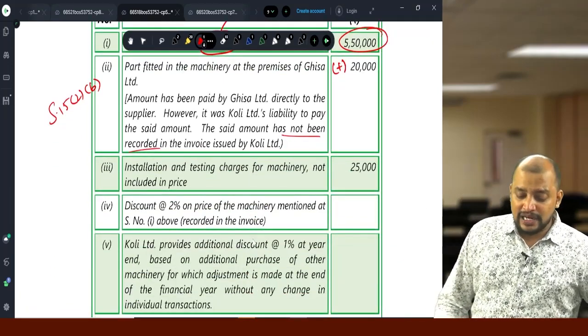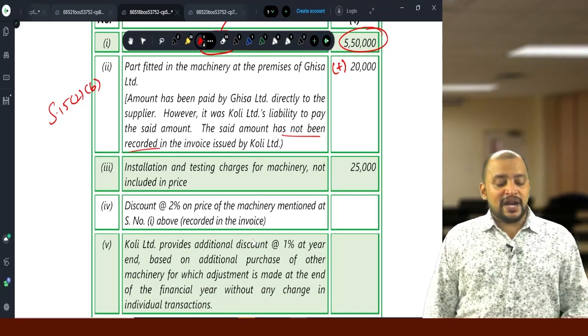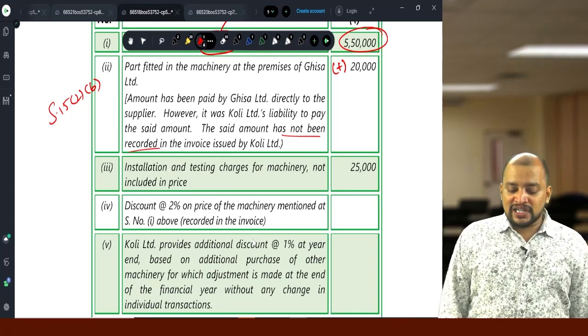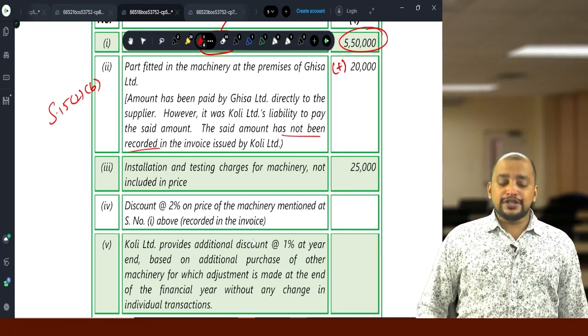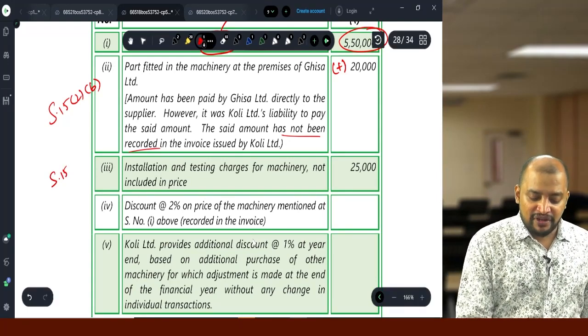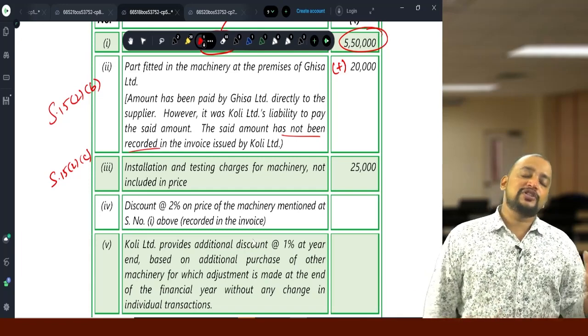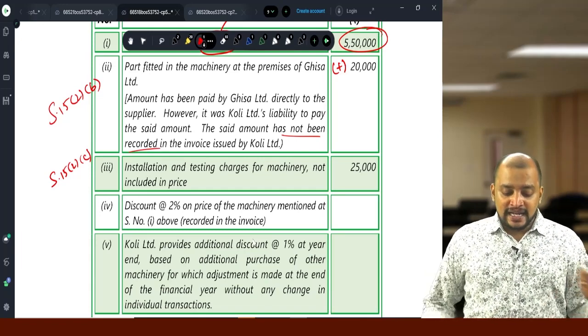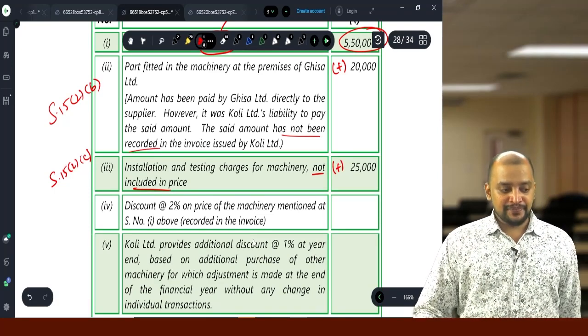Then, installation and testing charges for the machinery are not included in the price. So installation and testing is done before delivery. It is to be included as per section 15(2)(c). It should be included because it is before delivery, and in the given price it is not included, so therefore we need to add.